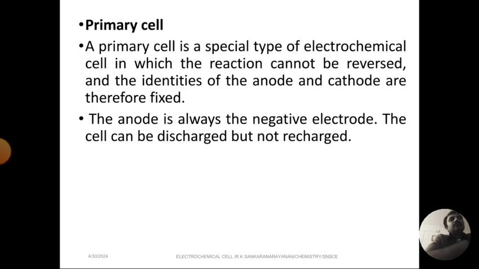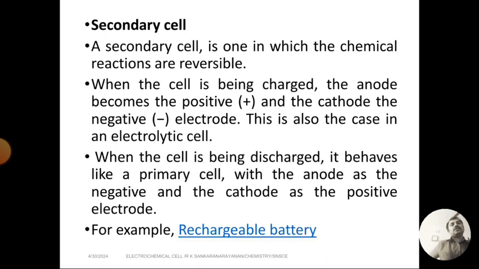Primary cell. A primary cell is a special type of electrochemical cell whose reaction cannot be reversed, and the identities of the anode and cathode are therefore fixed. The anode is always the negative electrode. The cell can be discharged but not recharged. It's not rechargeable, it's not in equilibrium, it's not reversible. So only one way we can do it. The primary cell has only a one-way reaction happening.